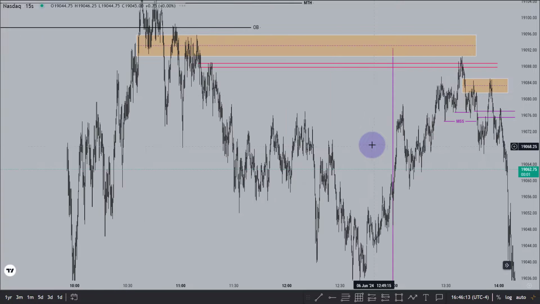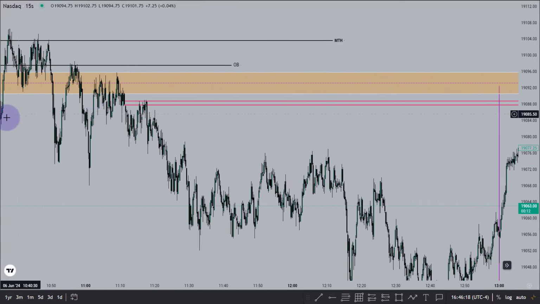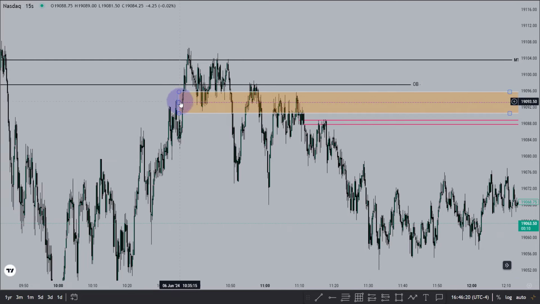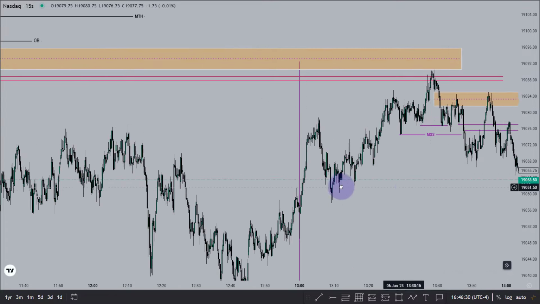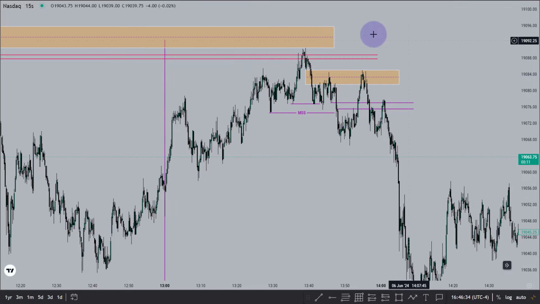Okay. First, let me remind you about this inversion fair value gap. Remember, market has made the inversion fair value gap, tapped to this inversion fair value gap, went higher, then went through this inversion fair value gap, came back again to this inversion fair value gap, fell. Now, what happened over here? Let's see. Around that area, okay.